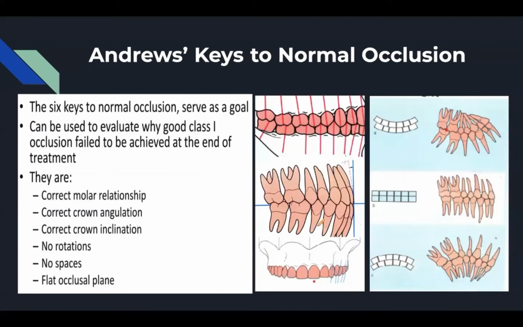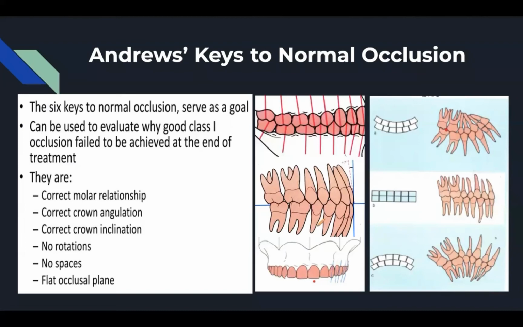Now, these keys are very important to understand, because when we finish the case, we are looking for the ideal occlusion, and we want all of them to be achieved. By looking at all these things, we can rank ourselves on what we have been able to achieve and where we need to work more.